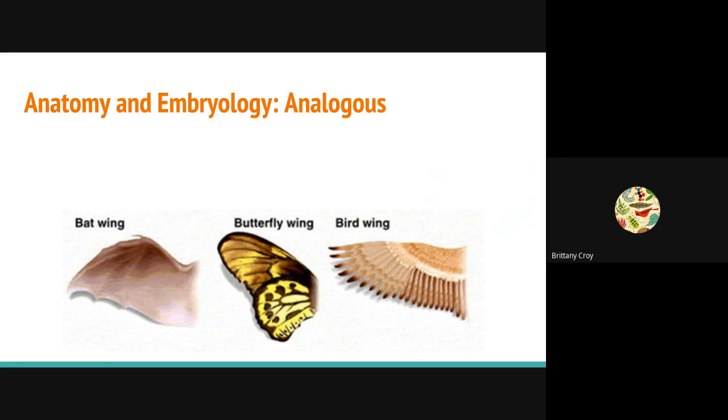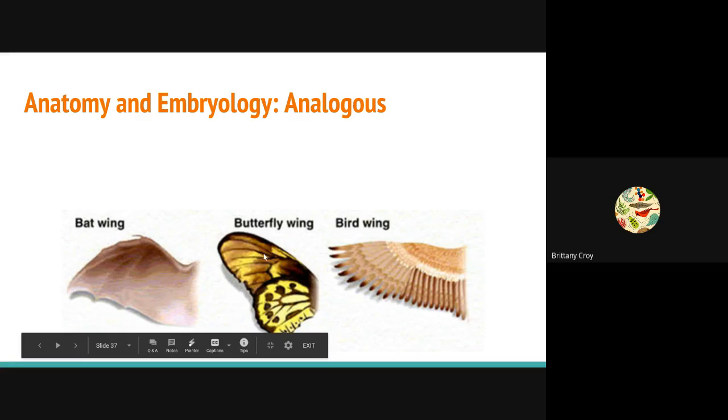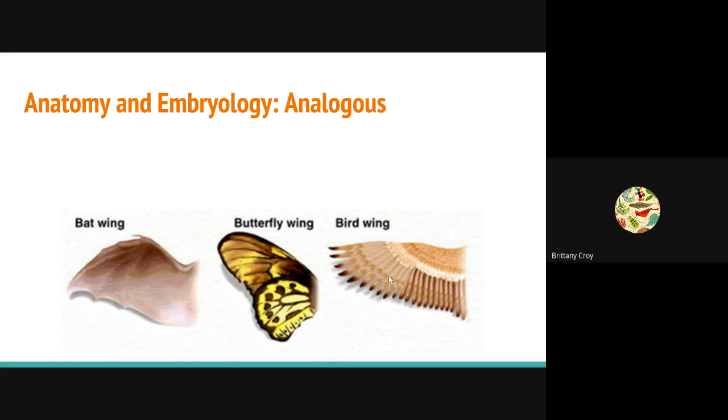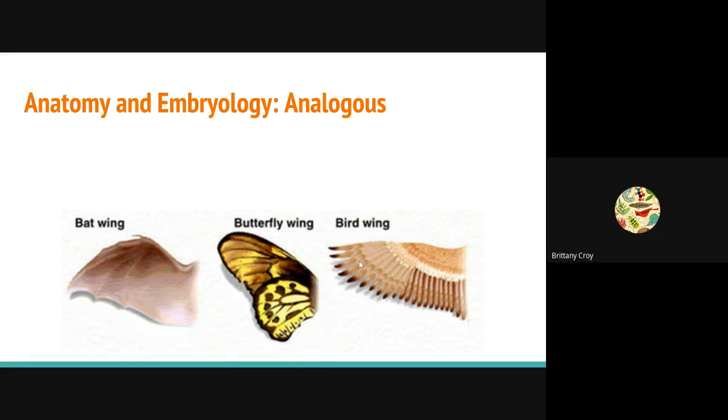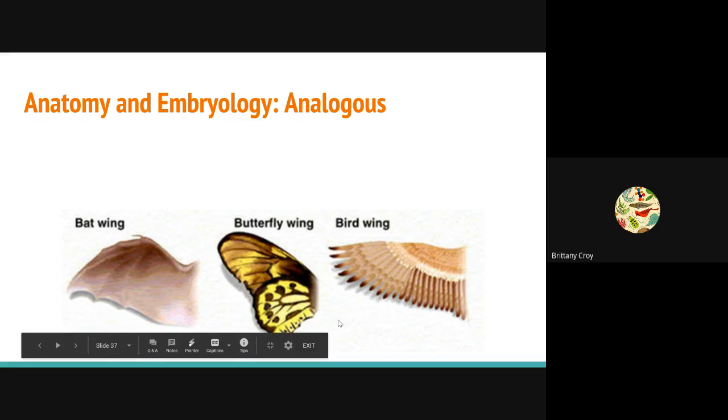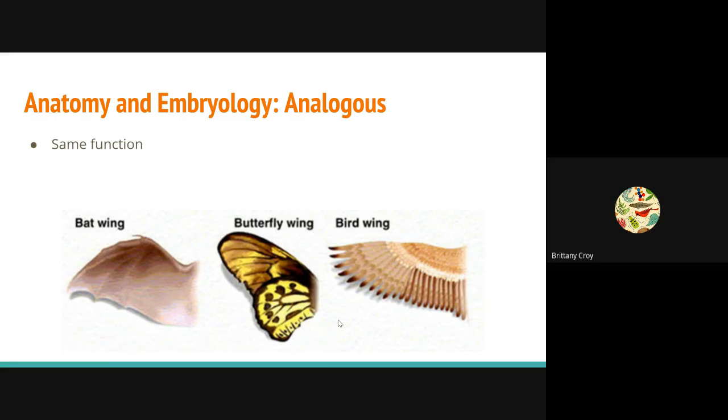Another structure is analogous. An analogy is when you compare two things that are similar. For example, bat wings that have bones, and a butterfly wing, which is like a membrane, and a bird wing that has feathers and hollow bones. These all have different structures, but they're used for the same function of flight. That's an analogous structure, when it has the same function, but it's made of a different structure. Because the structures are different, we don't think there's any evidence that these were at one point related. But because they lived in the same environment, the sky, they evolved adaptations to be able to fly.